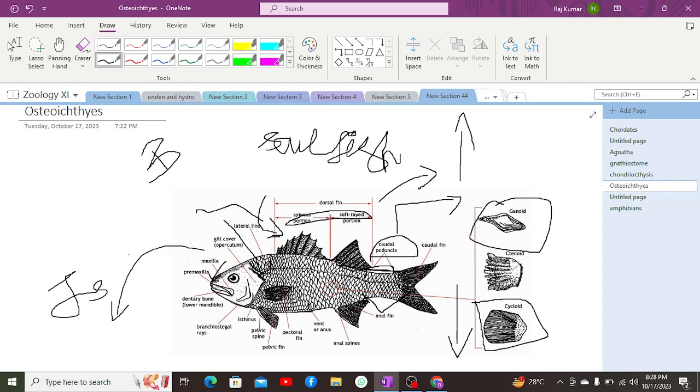Apart from that, when it comes to freshwater fishes, these have rohu as an example, Labeo rohita. Apart from that, there is Catla, which is also a freshwater fish. Apart from that, there is an example of Calleris.